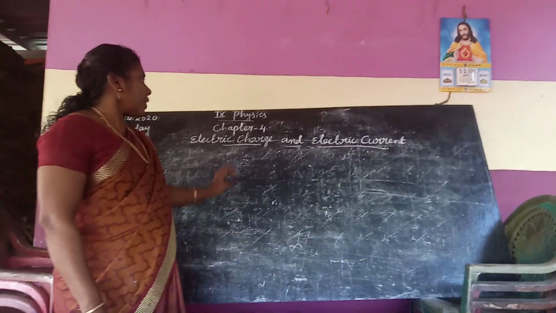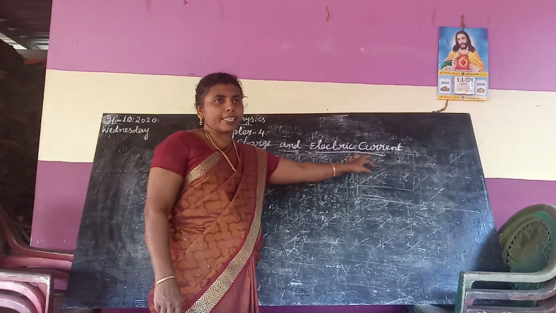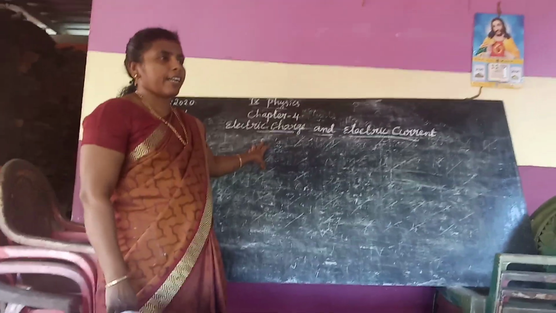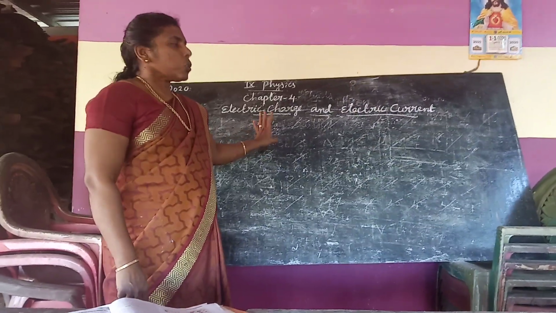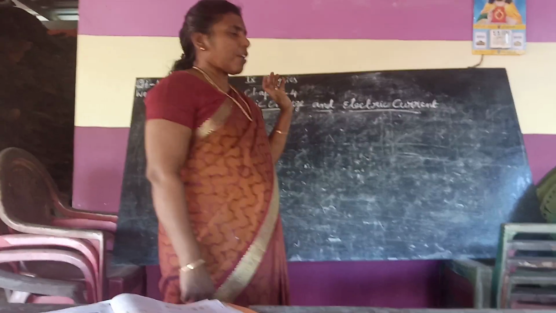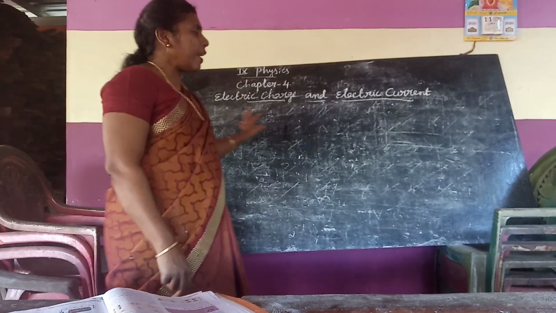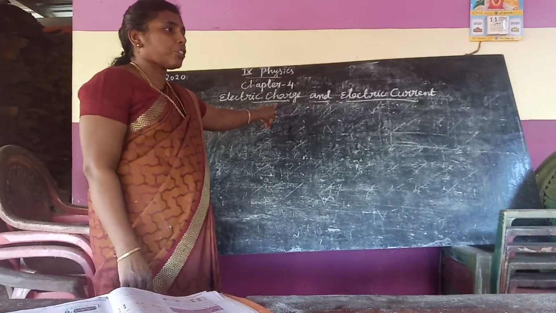Last class we started chapter 4, electric charge and electric current. Last class we learned the formula for electric charge, the letter that denotes it, and the unit. Today, first revise the formulas and units, and after that we can start the lesson. First, electric charge. What is the unit of electric charge?